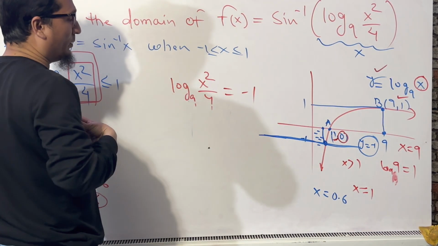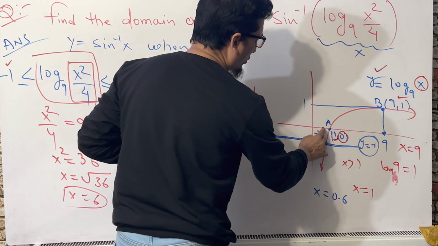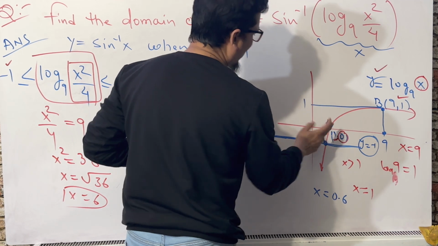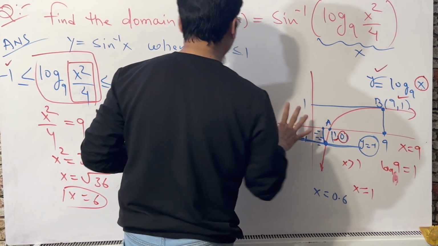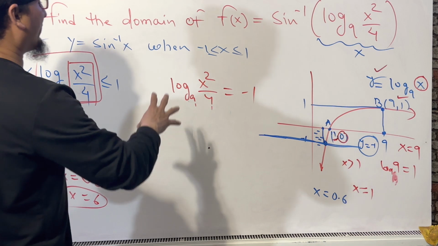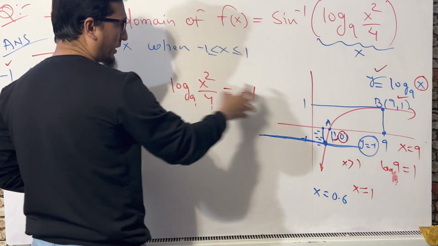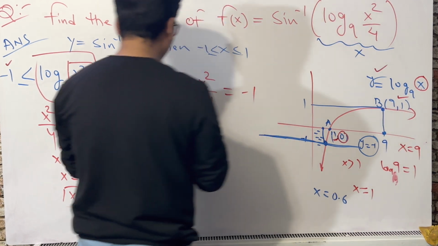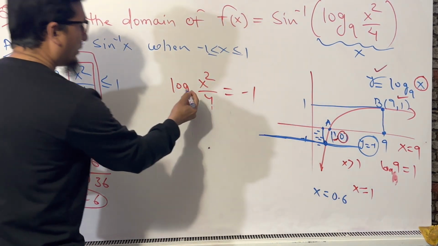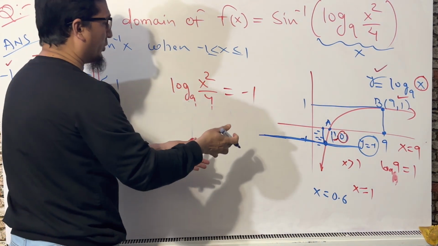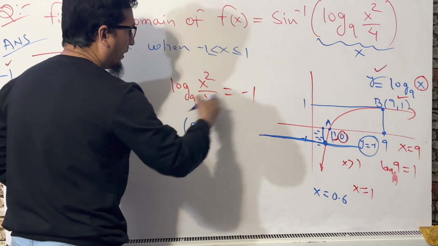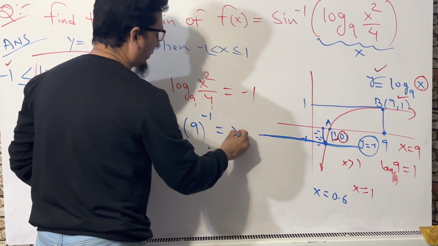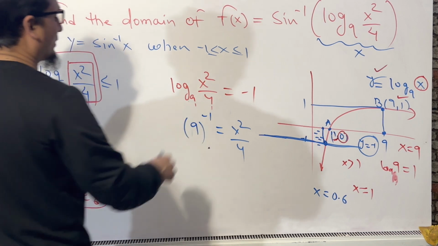This will be near about this one, meaning less than 1 and greater than 0, right? So it has -1. Here I have written the whole thing: when the whole function is equal to -1, I am going to solve this question. Just write it in exponential form. So 9 to the power -1 is equal to x squared by 4. Now you can solve this question.